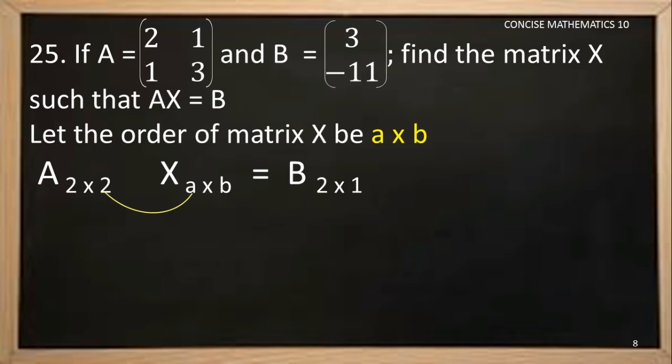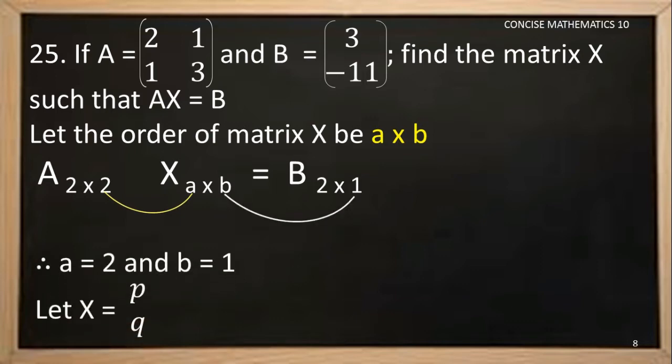In a similar manner, how do we find out the order of the resulting matrix? The order of the resulting matrix is equal to the number of rows of the first matrix by the number of columns of the second matrix. That is nothing but the value of b is equal to 1. Hence we can say that a is equal to 2, b is equal to 1.